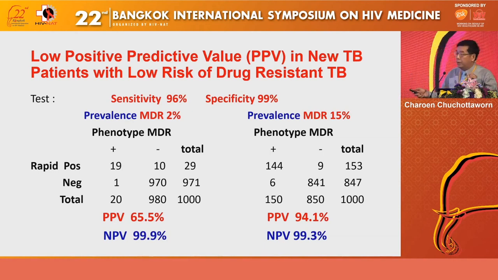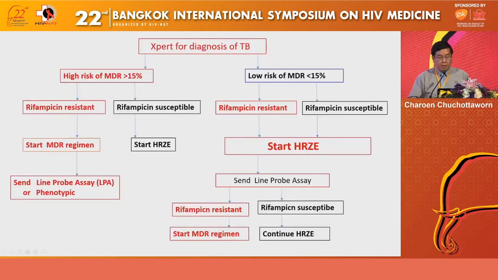predictive value of 95%. So in Thailand, our recommendation is that if you look at the risk, if it's higher than 15%, the first test showing positive means it's a true positive. If the test shows resistant, it means resistant. If lower than 15%, you need a second test to confirm whether it's resistant or not, because you have a very high false positive rate.